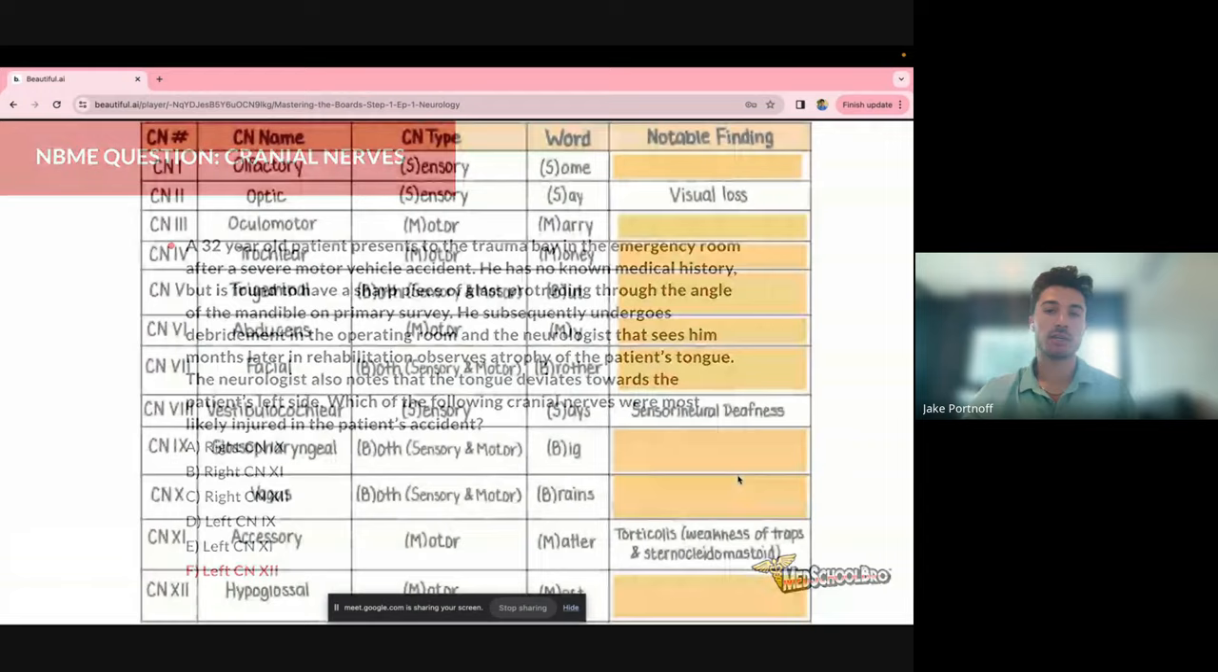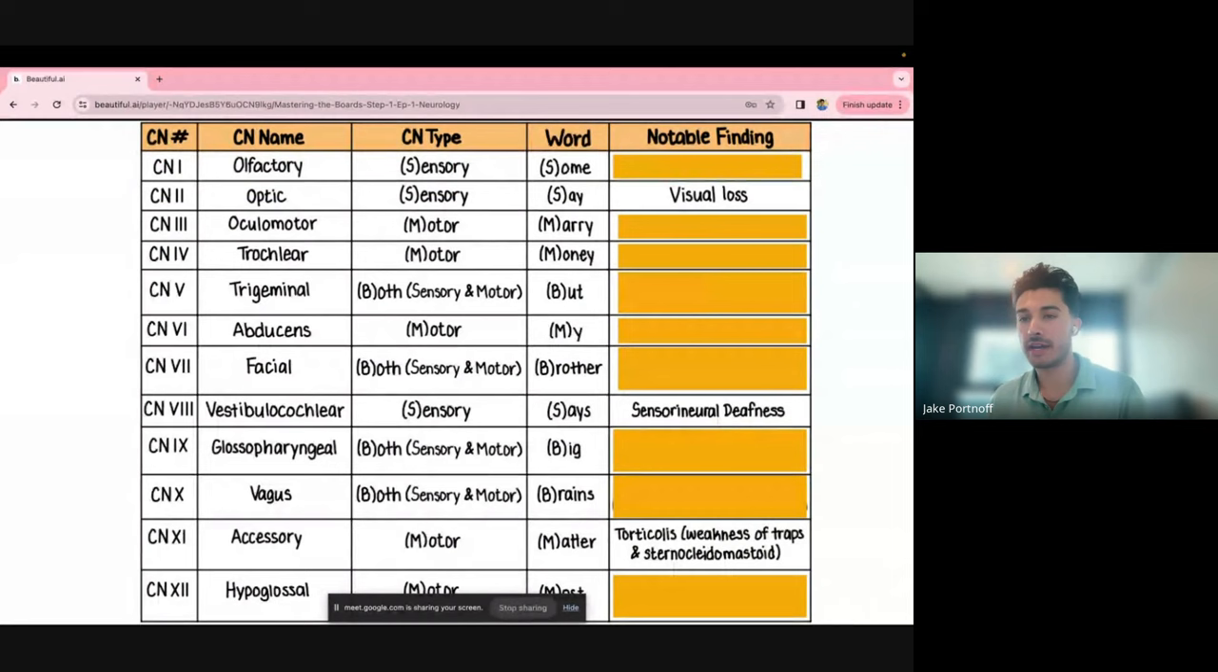Now, what I did with this table here is I wanted to put the key notable findings that you'll likely see on the USMLE as it relates to each cranial nerve, okay? So what we're going to do is go one by one through this table, and I want you guys in the chat box to put just a notable finding that you're expected to see. So in cranial nerve one, what is some sort of finding that is very pathognomonic and buzzy for cranial nerve one if it's affected?